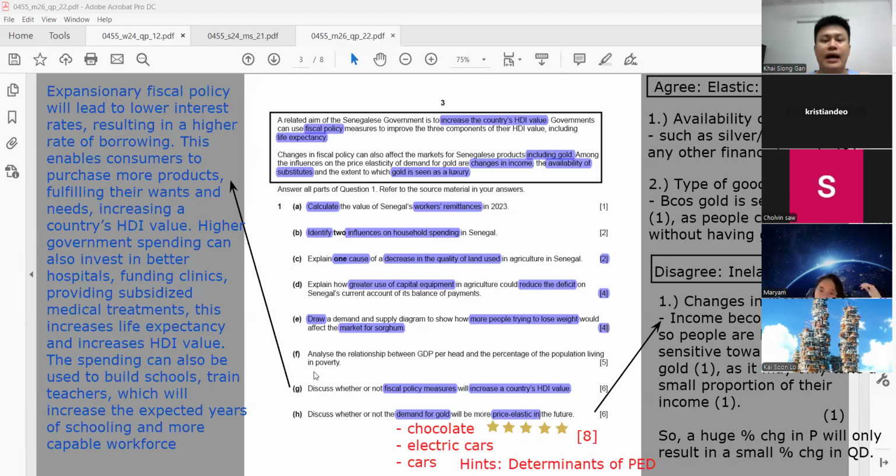Yeah, agree. Liana, you are right. When we say that the country has a lot of rich people, the demand for gold is price inelastic, which is correct. That means a lot of wealthier people, so the country people can afford to buy gold. Very good. Okay, next. Again, another question.